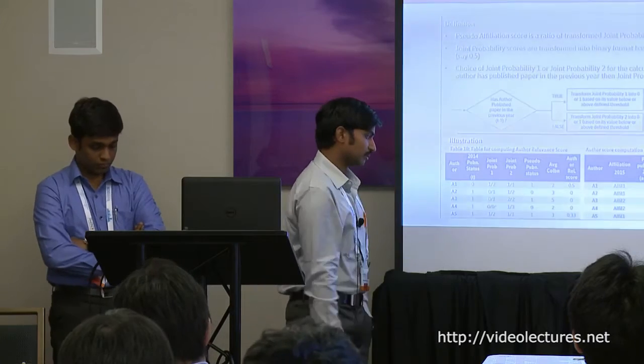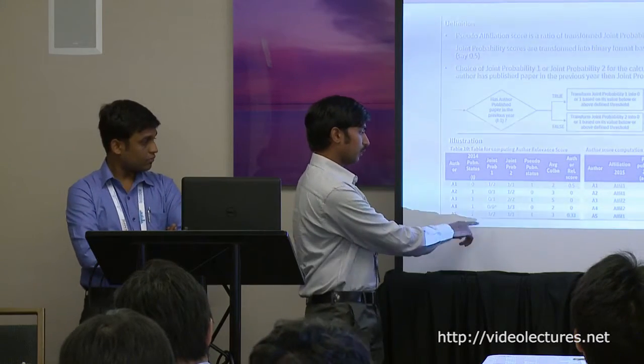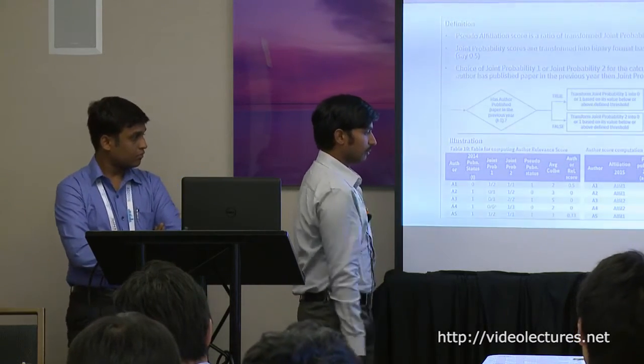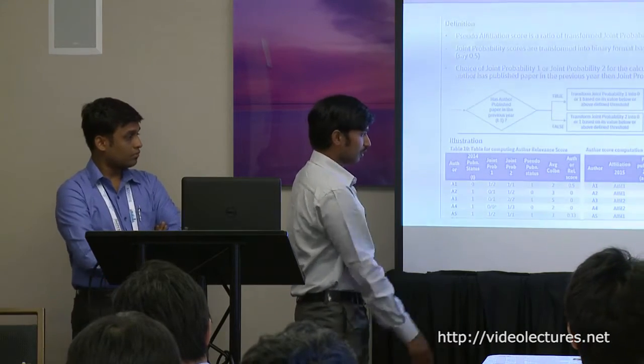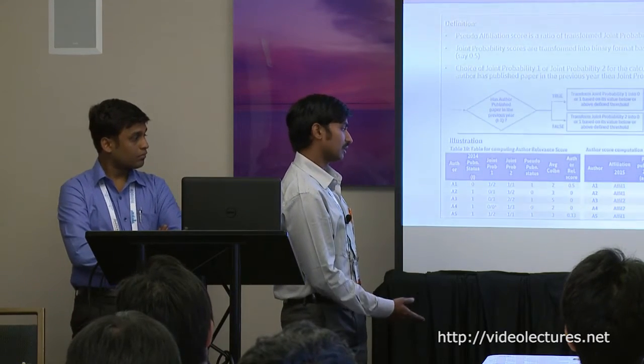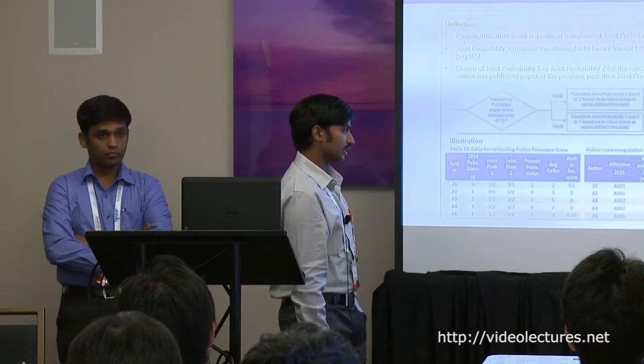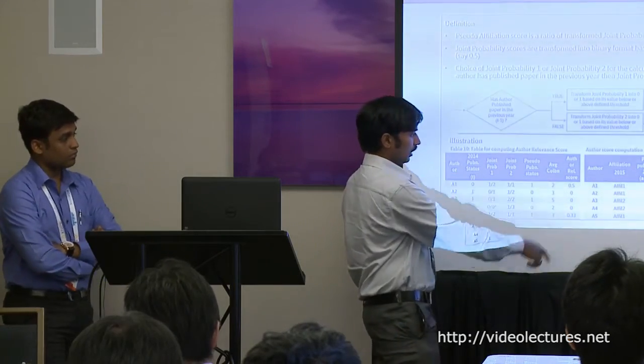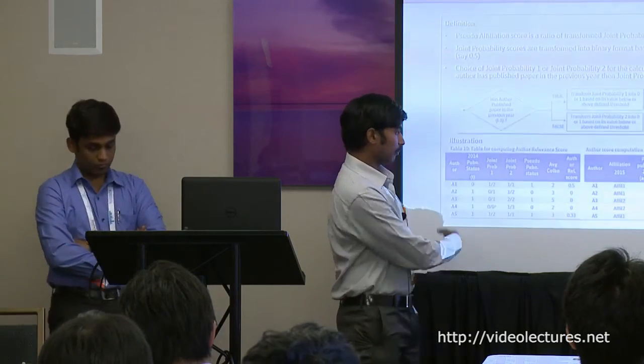where in 2014 he has published a paper. So we'll use the joint probability 1, which is 1/2.5, and we code the pseudo publication status as 1. Since the average number of collaboration is 3, the score is 0.33, and this is the hypothetical computed score.